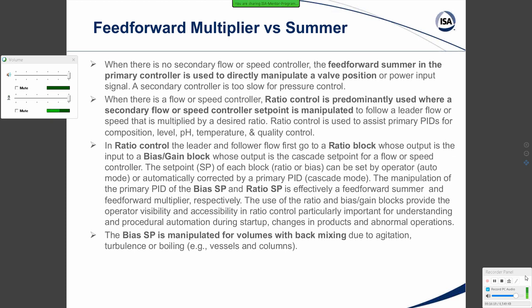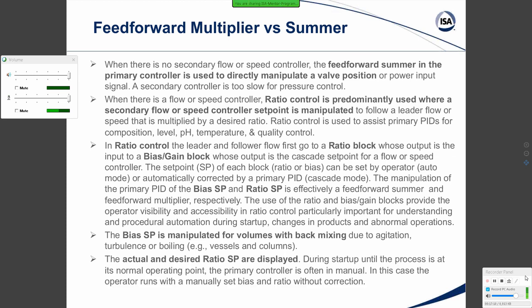The bias set point is manipulated for volumes with backmixing. That means that, obviously, if you see an agitator in the vessel, it's got backmixing, but it's not always realized that if you've got a column, there's a lot of mixing going on too, with the bubbles going up and reflux coming down onto the downcomers, and there's a lot of mixing going on in columns as well on each tray. And then, of course, you've got the trays in series, which gets a little complicated. But with vessels and columns in general, whether it's due to literally seeing an agitator or turbulence due to streams, recirculation streams, sometimes eductors are used, whatever, we consider those as having backmixing. And there we see where we are correcting the bias set point in feed forward control.